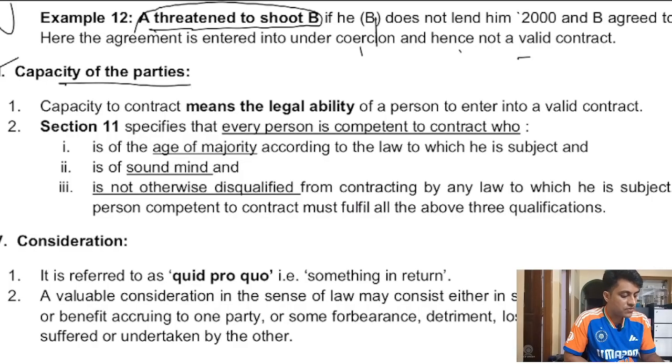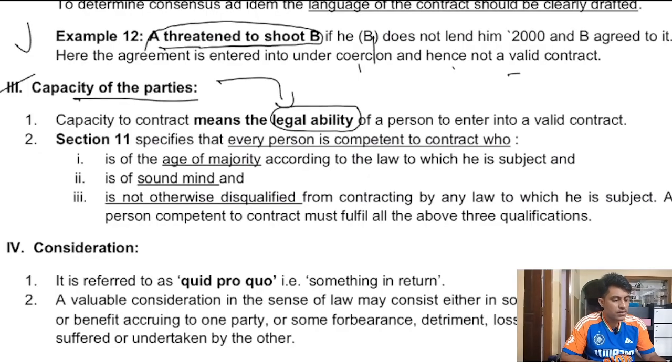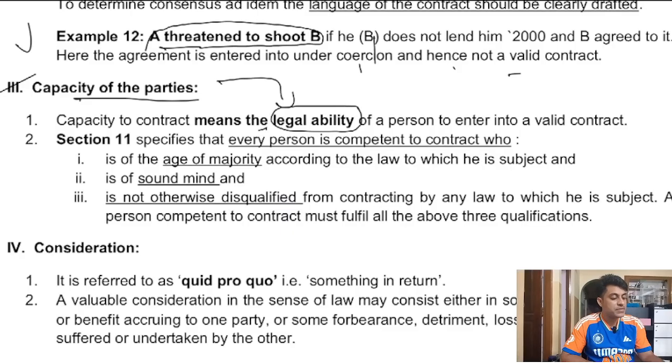See here, capacity of the parties means we are concerned about the legal ability of the person. So when we have learnt that there have to be two parties in a contract, out of that, if one party is a minor and the other party is a major, the contract becomes void. Why? Because capacity to contract means legal ability. That means the parties in the contract should be majors. And Section 11 has given certain conditions. So let's see all these conditions one by one.